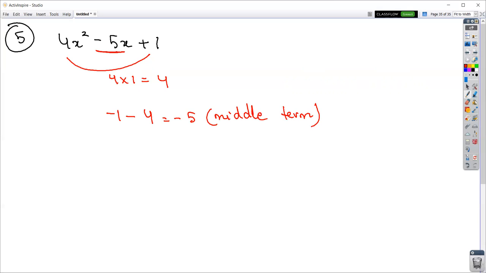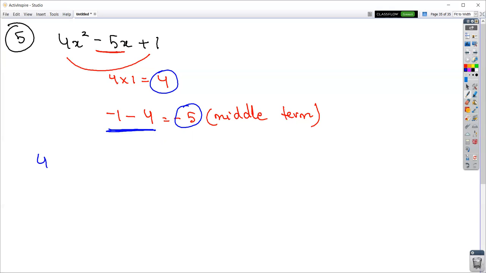Once you have your middle term, then you can split the middle term into the numbers minus 1 and minus 4. Because if I multiply these numbers, -1 times -4, I'm getting the product. When I add these numbers, which is -1 and -4, it's giving me the middle term. So the numbers -1 and -4 actually work to split the middle term.